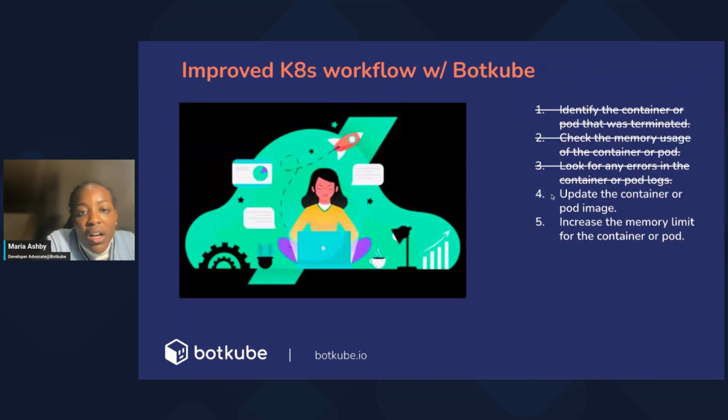So this is what the previous workflow looked like, but now with Botkube. With Botkube, you're able to take a 5-step process and turn it into 2 steps. The first 3 steps can be managed through an automation. Botkube can identify the container or pod that was terminated and help you check the memory usage by having all that information in the log, and then give you the errors up front. So all you have to do is react to the information that you got and manually update your container or pod image and then increase your memory limit.